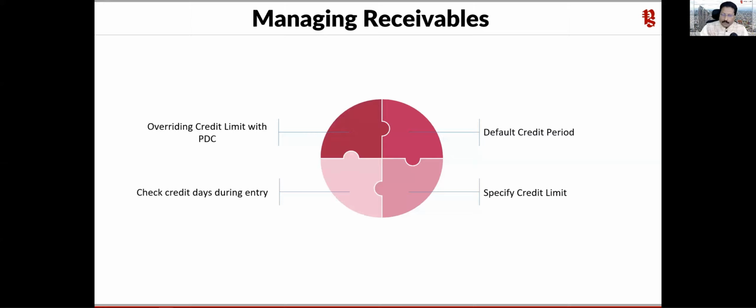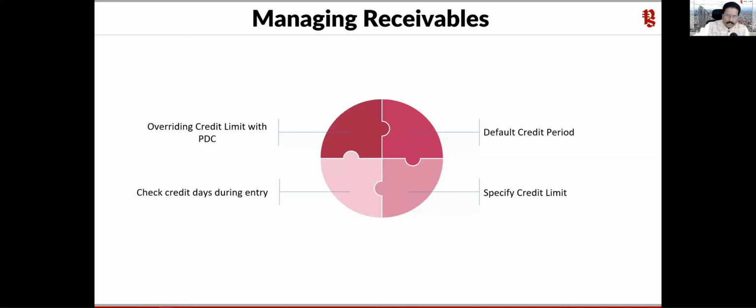But by enabling this option, override credit limit with PDC, where PDC is post-dated check, Tally will now consider whether you have accounted any receipt from the customer by way of post-dated check. Tally will look at the outstanding, it will also see the PDC amount that you have received from this customer, and then it will look into your credit limit.